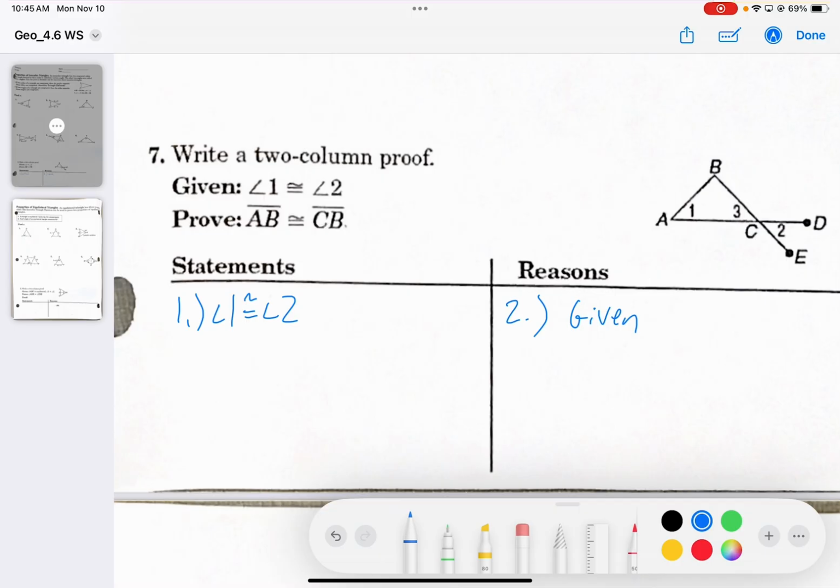Tegan? I like it. Angle 3, congruent to angle 2. Give me a reason, my friend. Good. Vertical angle theorem. This should be a 1 right here. All right, cool. I know 1 is congruent to 2. I know 2 is congruent to 3. What can I say from that?